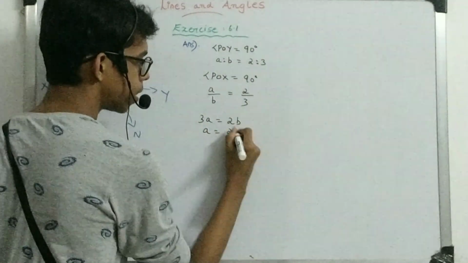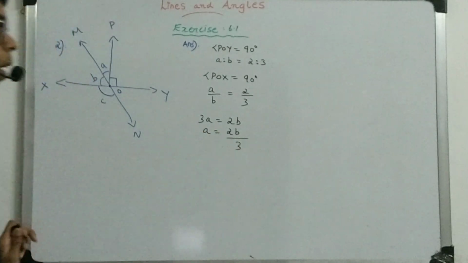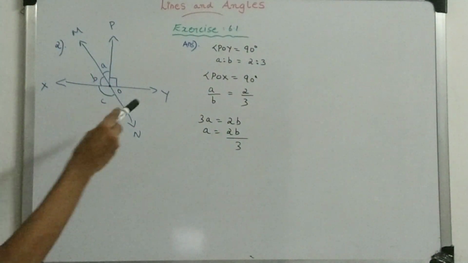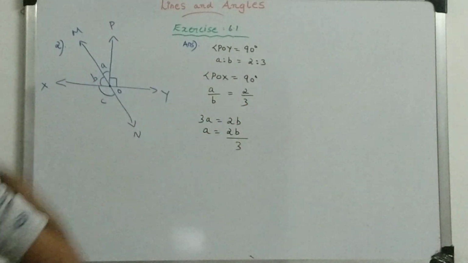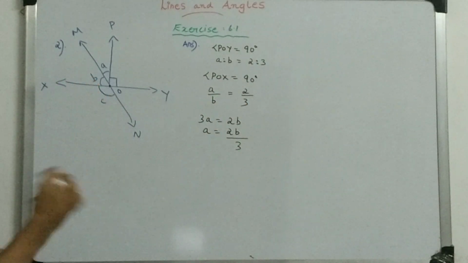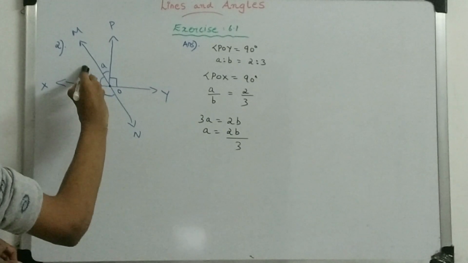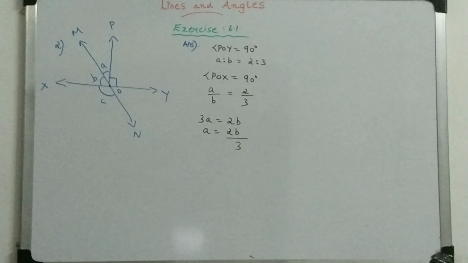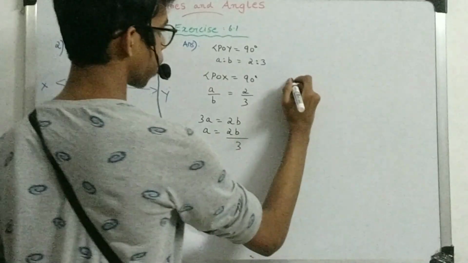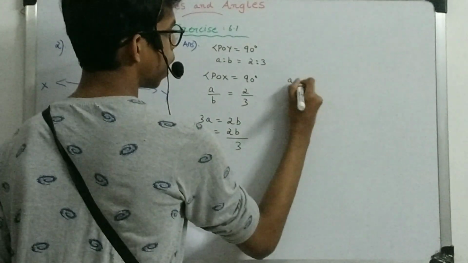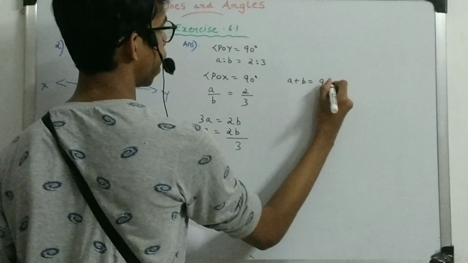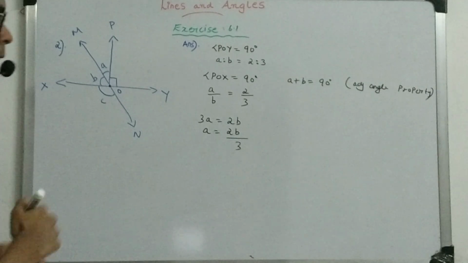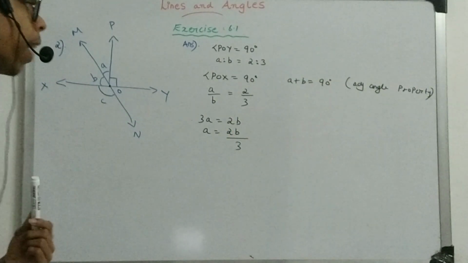So from here I will be getting A is equal to 2B by 3. Now, as I told you, since angle POX is equal to 90 degree, by our adjacent angle property, if you add this angle and this angle, B and A, you will be getting it equal to 90 degree. So I am writing it over here, that is A plus B is equal to 90 degree. Why did I write this? Adjacent angle property.